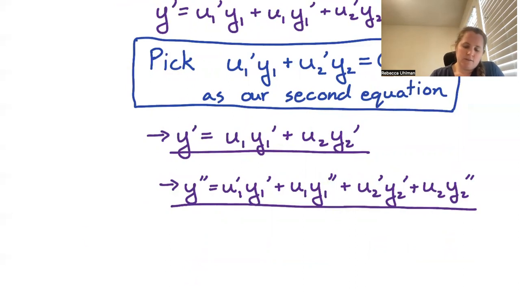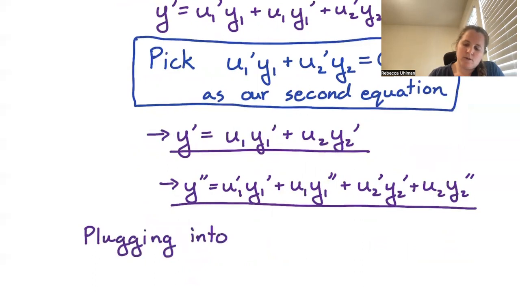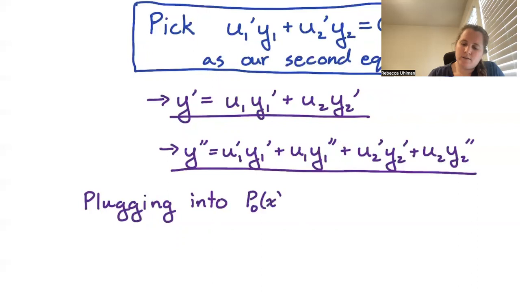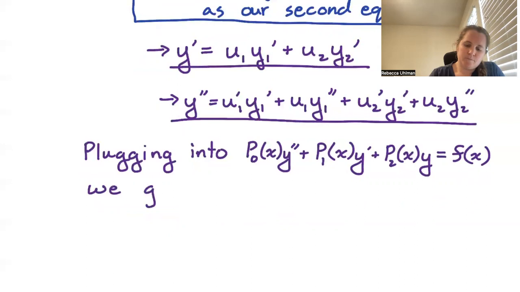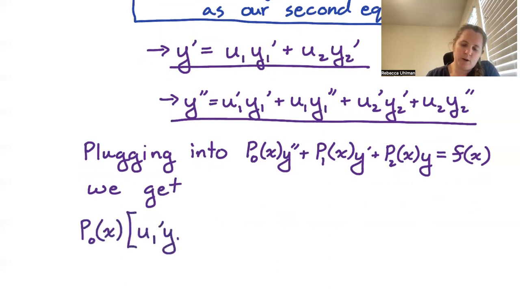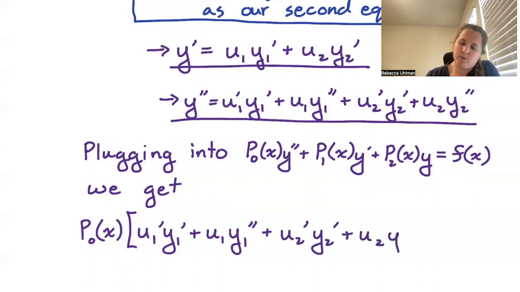So plugging these into P0 of x times y double prime plus P1 of x times y prime plus P2 of x times y equaling f of x, we wind up getting P0 of x multiplying u1 prime times y1 prime plus u1 times y1 double prime plus u2 prime times y2 prime plus u2 times y2 double prime.